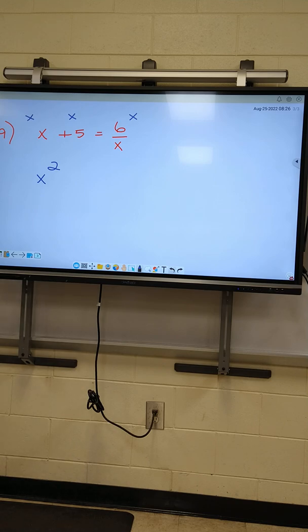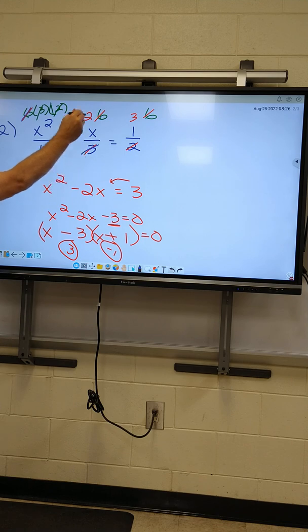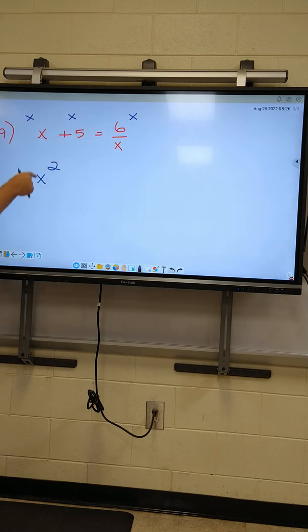Now sometimes kids mess up. They mark out that x with that x, right? But you can only mark something out if it's on the bottom of a fraction. Look back at the last problem. See, I could mark the 6s out because one was on the bottom. I could mark the 3 out because it was on the bottom. But if it's not on the bottom of the fraction, you can't mark it out.